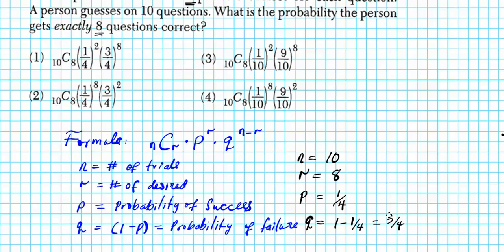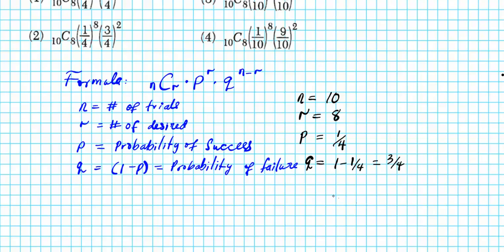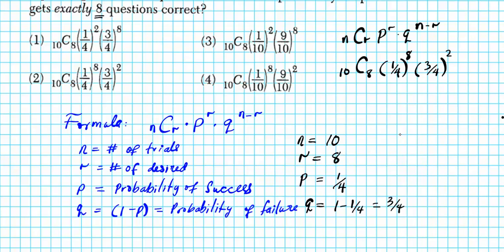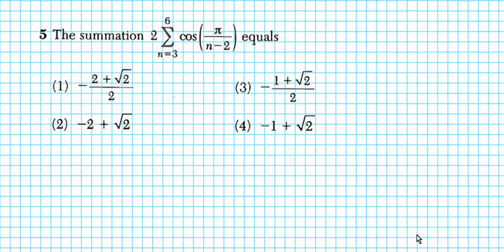All right? So all we simply do is plug in all these components into your formula, and you are good to go. Okay, so let me put it up here so we can easily carry out our comparison. N choose r, probability of success to the r times probability of failure raised to the n minus r. Let's carry out our substitution. So we have 10 choose 8. Probability of success, 1 over 4, number of desired outcomes to the 8th, and then failure is 3 over 4 raised to the 2nd power. Answer for number 4 is option number 2.